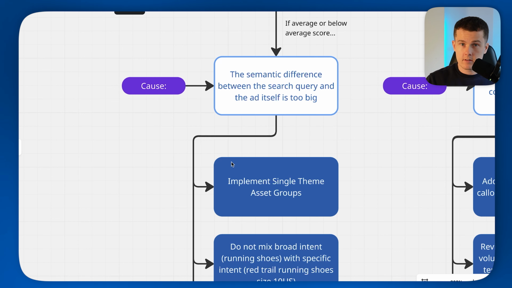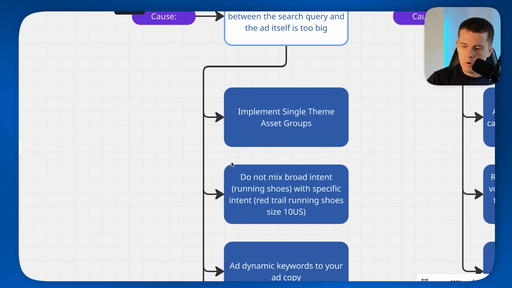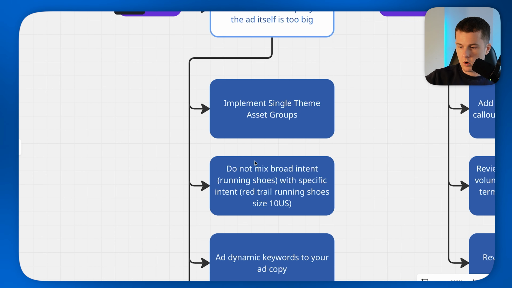If the answer is yes, I think it's super relevant, then that's fine. As I said, do not mix broad intent, something very general, with something very specific, because once again, it's the same principle. It's very hard to write an ad that appeals to the masses while simultaneously appealing to a really specific cohort of individuals. So try not to mix very broad, generic terms like running shoes with very specific terms like I have here, red trail running shoe size 10 US, very specific in comparison to running shoes.